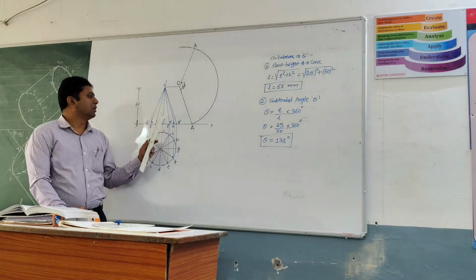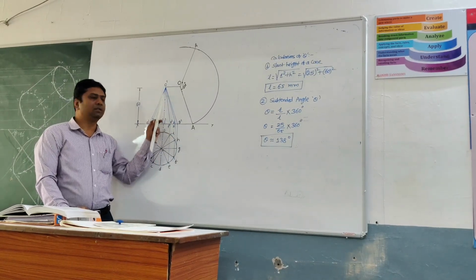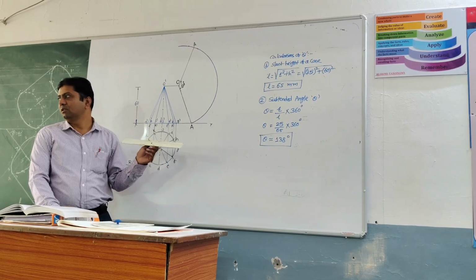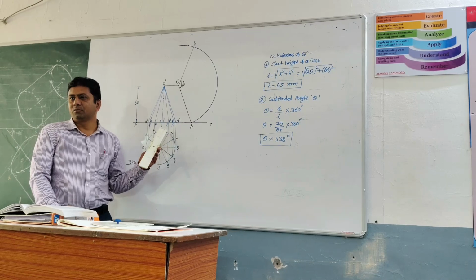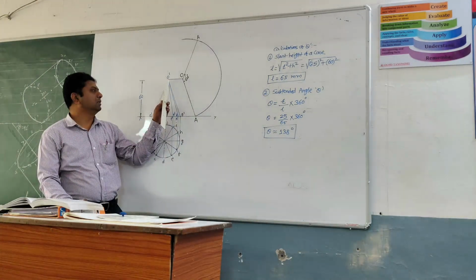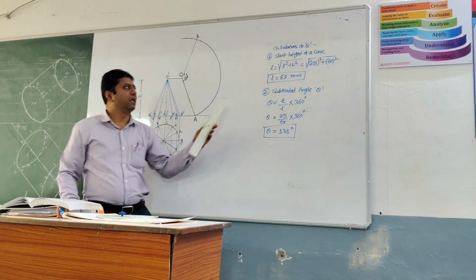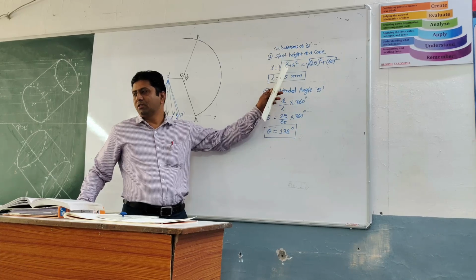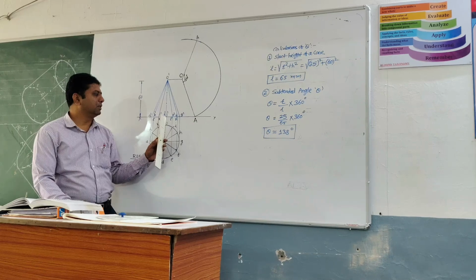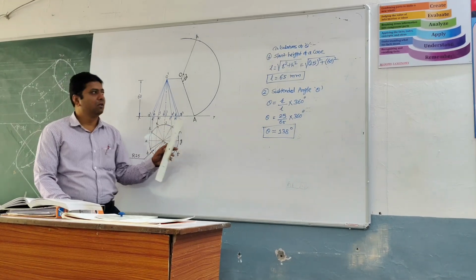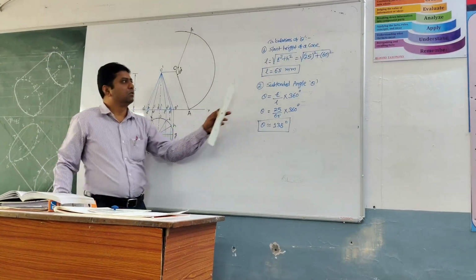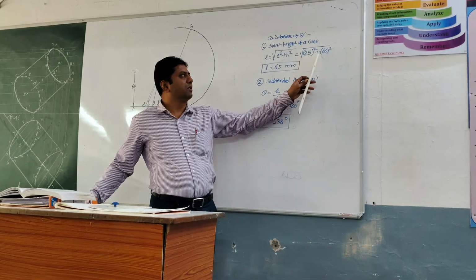If you see the cone, O dash, D dash, G dash is a right angle triangle. And we know the Pythagoras theorem for a right angle triangle: hypotenuse square equals base square plus height square. By using that, we can calculate the slant height. This is the slant height, O dash D dash. So L is equal to the square root of R square plus H square. R is the radius of your circle, which is 25. H is the axis height, O dash D dash, which is 60. So under root 25 square plus 60 square.